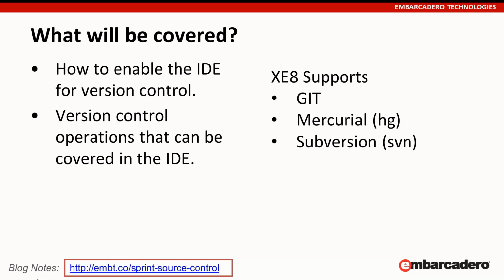What will be covered? Well, first off, we're going to talk about how to enable the IDE for version control, how to get it set up. And then next, we're going to talk about the various version control options that can be covered in the IDE. Pretty simple. For the most part, we'll spend all the time in the IDE itself and just running through each thing. I want to point out that XE8 supports Git, Mercurial, sometimes I'll refer to that as HG, and Subversion or SVN. Each of these have slightly different levels of support, but for the most part, they're very, very similar in the IDE from one version control to the other.